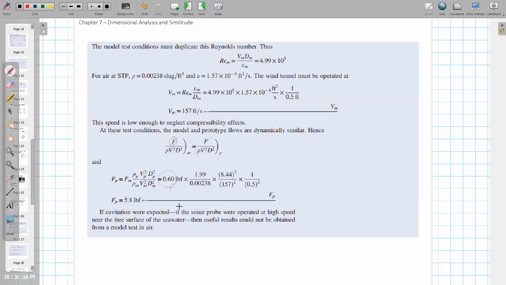And then after that, if you measure some value in the model problems, you can scale it back to get the corresponding prototype values. All right. And any questions so far? No question? Okay.